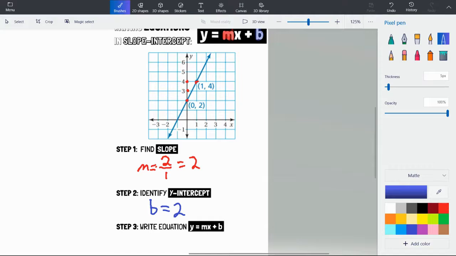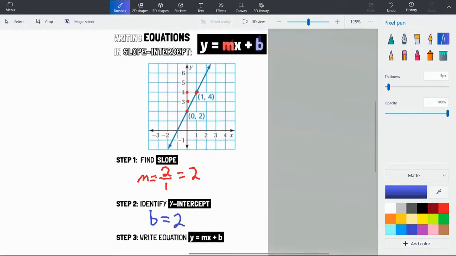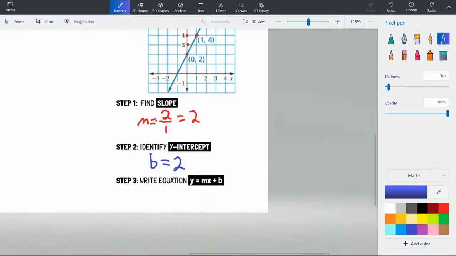Now we can write our equation. Our equation, y equals mx plus b. We're going to keep the y as a variable. We're going to keep the x as a variable. We're just going to change m and b. And if you look up here, it's nice and color-coded. We put a 2 in for m. We put a 2 in for b. And you have your answer.